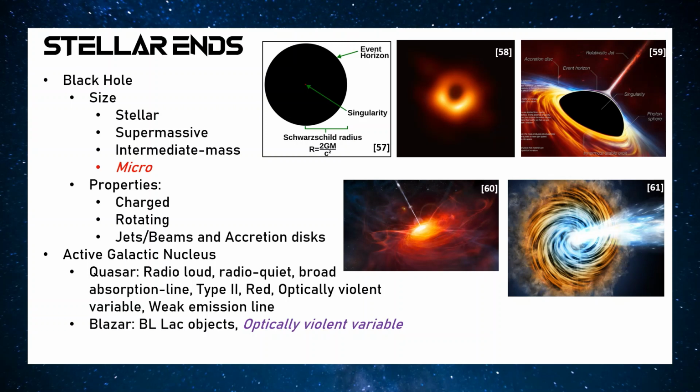Okay, so now let's talk about the fact that there's different properties. There can be charged black holes, and then they can be rotating or not. And I already went through this, but they can have jets and beams depending on whether they're actively having material fall into them or not. Now, a term that's important to understand is active galactic nuclei. These are essentially supermassive black holes at the center of galaxies that are actively having matter fall into them, or accreting matter. That's another way to put it.